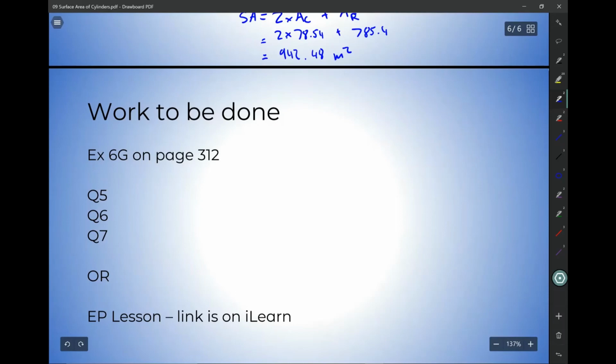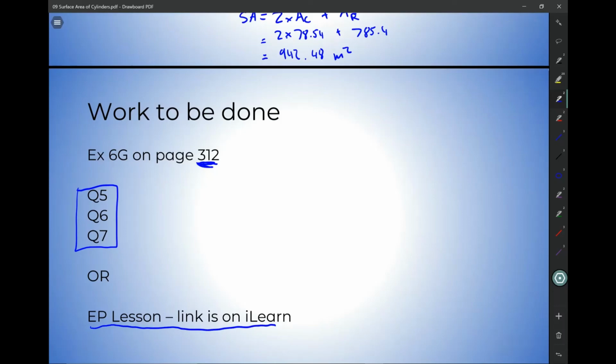Okay, and now if you are quite comfortable with working with surface area, then you're going to head to this page in the textbook, 312, and you're going to answer question 5, 6, and 7. If you feel like you still want a little bit more help, then I will direct you to the EP lesson, which you can find on Iline.